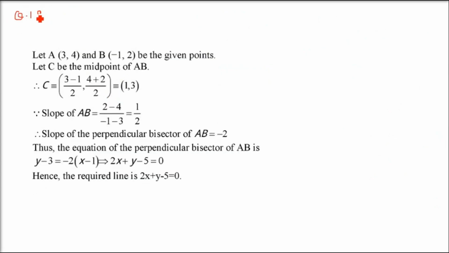Question number 18. Find the equation of the right bisector of the line segment joining the points (3, 4) and (-1, 2). We have done questions like this earlier also. This is the midpoint. So it is (3 minus 1) by 2, that is 2 by 2, which is 1.